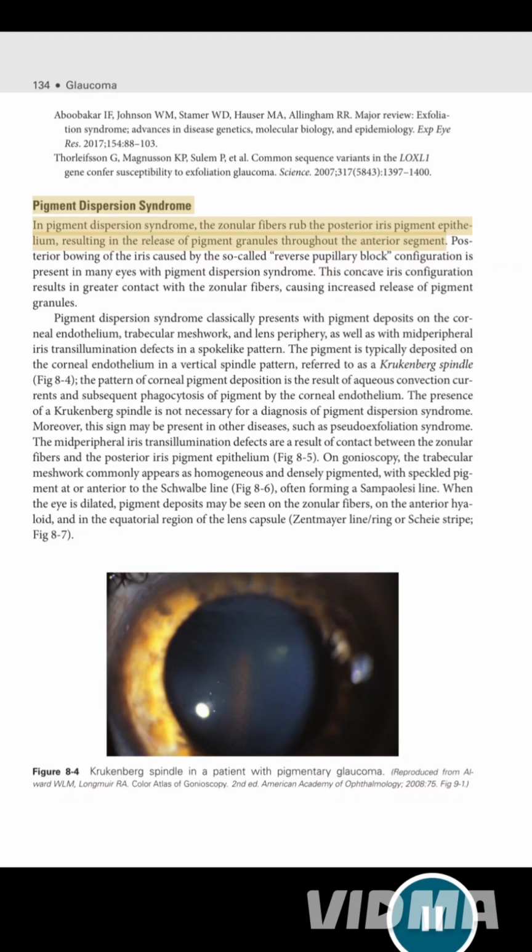Pigment dispersion syndrome. In pigment dispersion syndrome, the zonular fibers rub the posterior iris pigment epithelium, resulting in the release of pigment granules throughout the anterior segment. Posterior bowing of the iris caused by the so-called reverse pupillary block configuration is present in many eyes with pigment dispersion syndrome. This concave iris configuration results in greater contact with the zonular fibers, causing increased release of pigment granules.